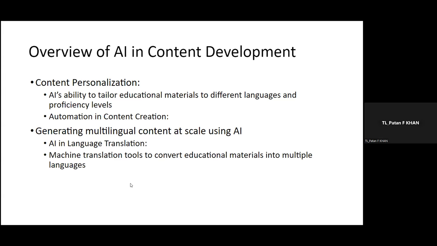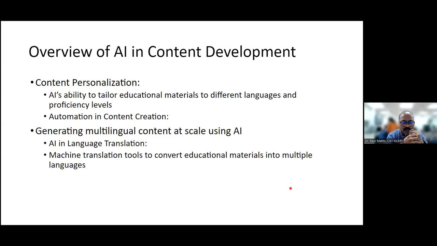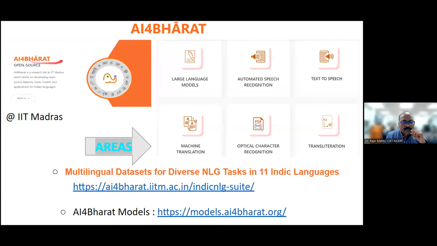Thank you, sir. Yeah. So I'll now take you to another AI tool, which is an Indian tool, AI for Bharat. AI for Bharat is developed by IIT Madras and it has 11 Indian languages as the source and target language. This is a very good initiative on behalf of the Government of India by IIT Madras, and it is dealing with large language models, automated speech recognition, text to speech, machine translation, OCR, and transliteration.